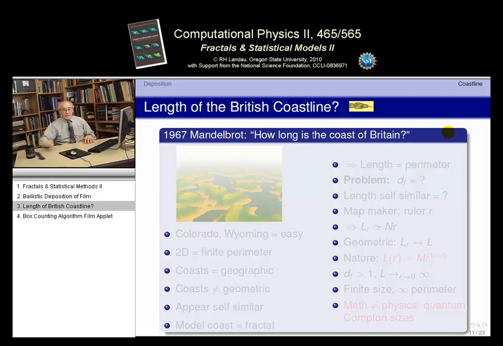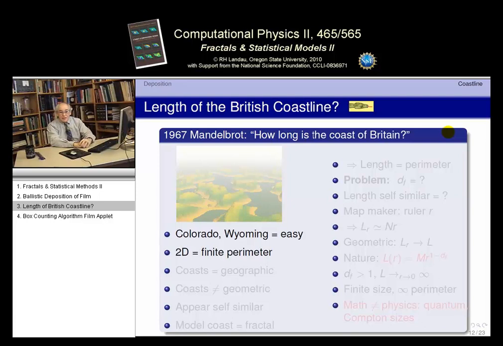And here's one of the classic questions of mathematical theory and fractal theory. Mandelbrot in 1967 asked the question, how long is the coastline of Britain? Well, Britain's a small island. I wouldn't say the people are small-minded, but the island is small. And so you can ask, obviously if it's a finite small island, the coastline is going to be some number. It's not a big number, okay? Well, if it's Colorado or Wyoming, then it's easy to answer that question because they're square or rectangular states.